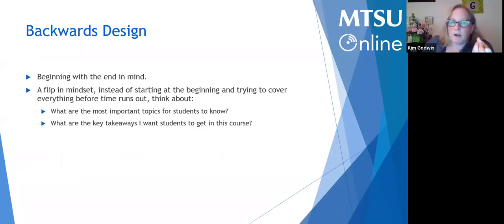It's a flip in mindset, and it's really about thinking, instead of, I'm going to do everything I can from the beginning to the end to cover everything before time runs out. I'm going to start at the beginning of the textbook, and I'm going to go through and hope I get to the end. I don't know if any of you in a class have ever tried to get to the end and then realized in the last couple of weeks of class that you had like this much of the textbook left, and weren't quite there yet.